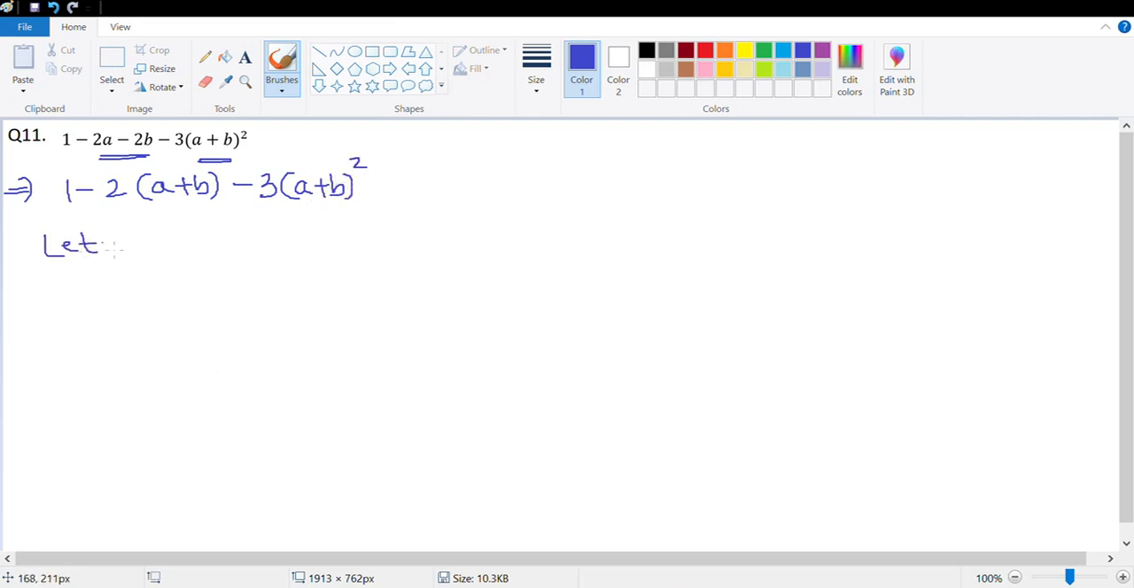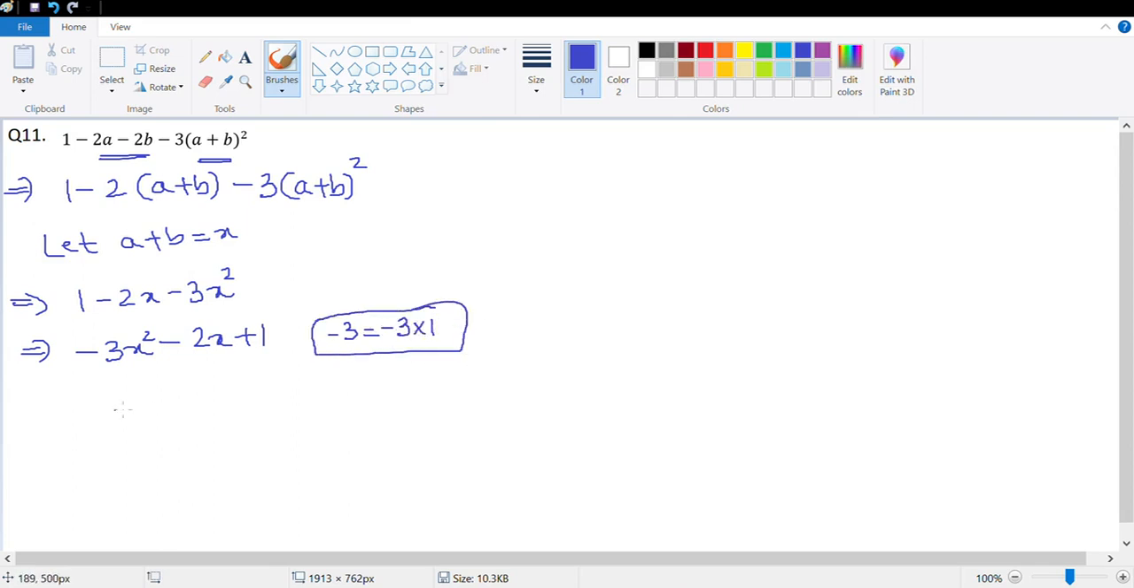So let a plus b is equal to x. What we get is 1 minus 2x minus 3x square. Let's write it in the decreasing order of power. Negative 3x square minus 2x plus 1. So I need to find factors of negative 3, the sum of which should be negative 2, which means negative 3 into 1. Right. So let's split negative 2 as negative 3 plus 1. So negative 3x square minus 3x plus x plus 1. All I have done is broken negative 2x as negative 3x plus x.